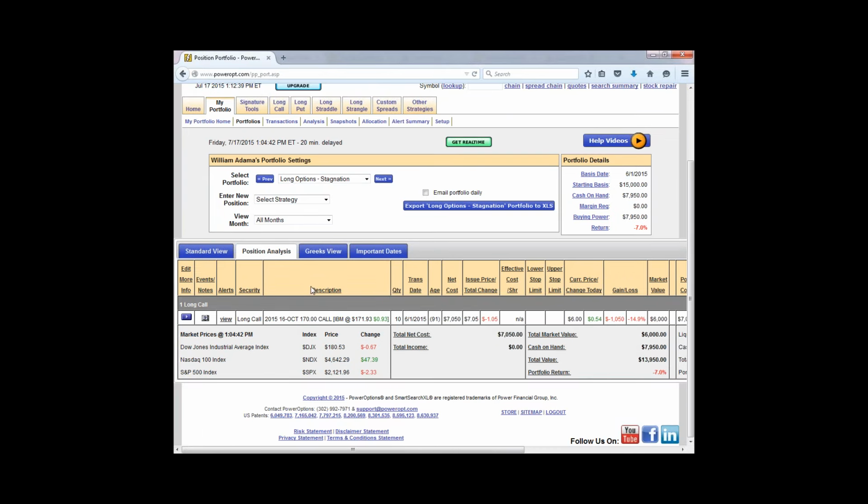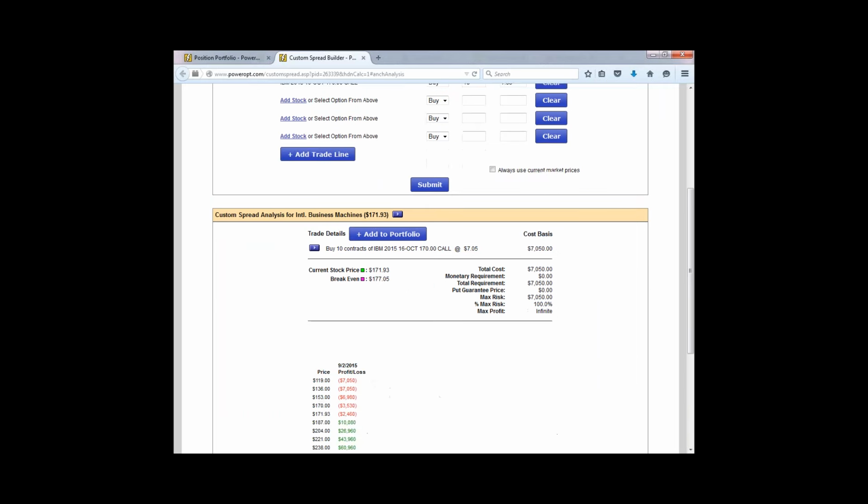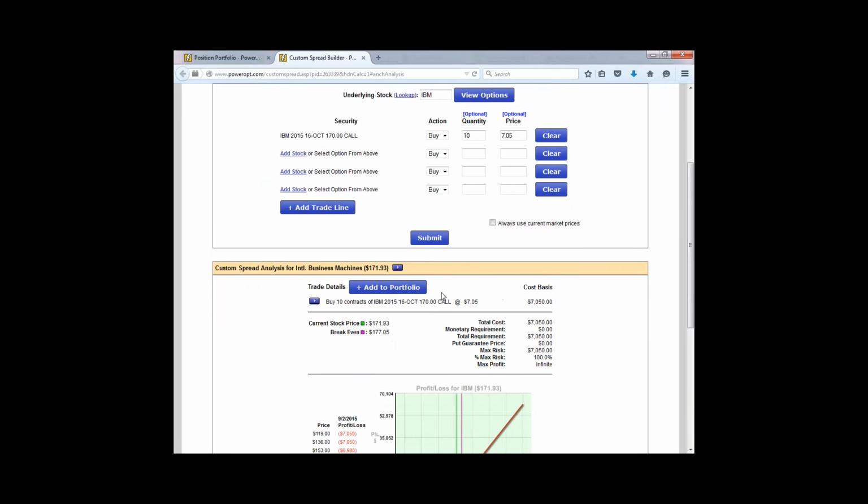And here we took an example of IBM. And let's just go to the profit and loss chart here. It doesn't matter if it's a long call or a long put, but it's been stagnating. Here it's a long call. And same scenario. We got into the position theoretically on June 1st.